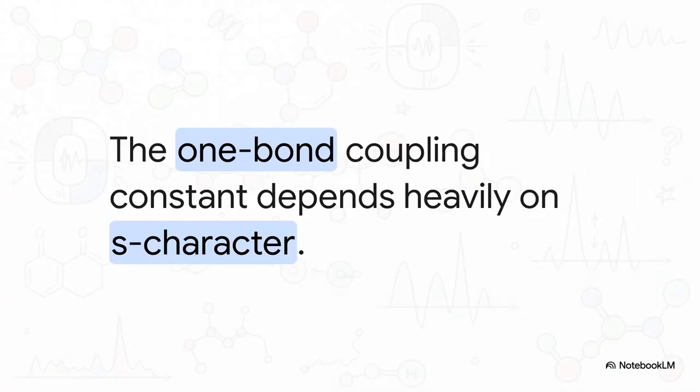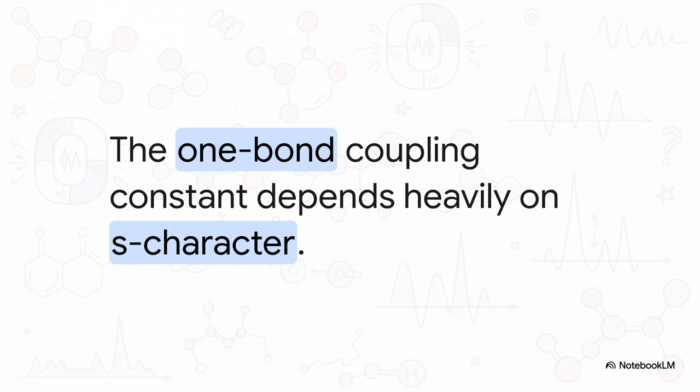Okay, let's look at our first degree of separation. In a direct 1-bond connection, the interaction is incredibly strong and positive. And as you can see from the math here, the magnitude is directly tied to the amount of S character in that bond. For example, the 1-bond coupling between a carbon-13 and a hydrogen atom is super predictable. Using this formula, an sp3 hybridized carbon, like you'd find in ethane, gives a coupling of about 125 Hz. But jump to an sp2 carbon in ethene, and it's 156 Hz.